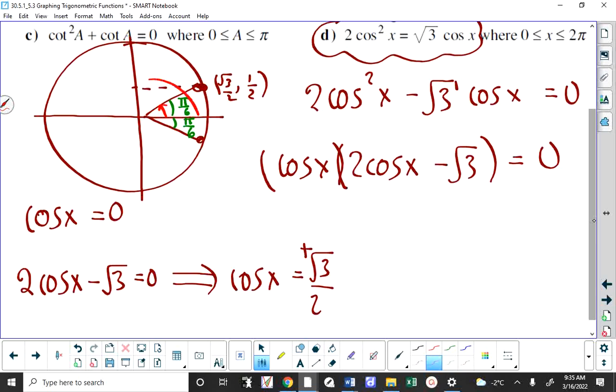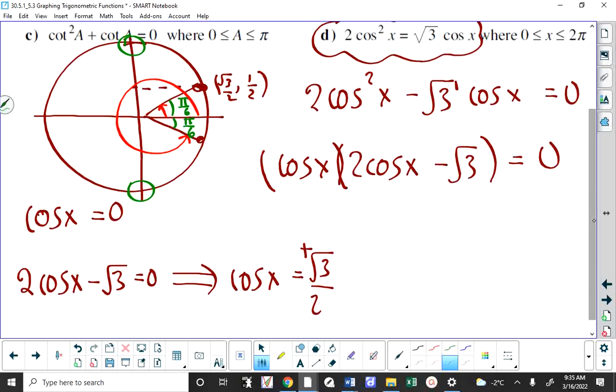from 0 counterclockwise to those positions. By the way, cosine of x is 0 happens here and here, because cosine refers to the x-coordinate, and the x-coordinate is 0 on the unit circle in those two places.